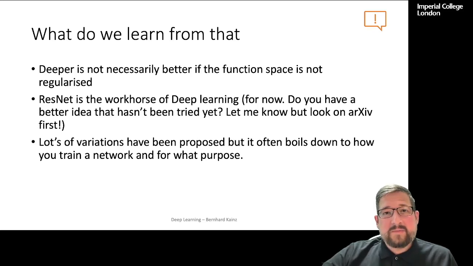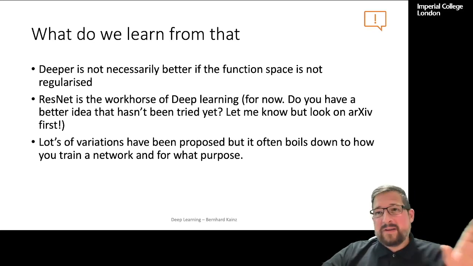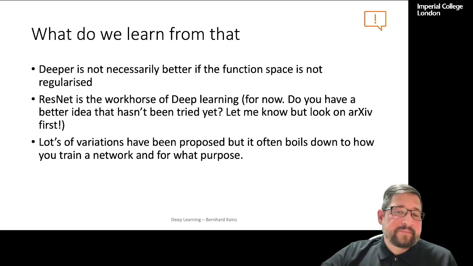One takeaway is probably deeper doesn't automatically equate to better, as shown in the VGG network, especially if the function space isn't properly regularized and it easily drifts off to somewhere else. And regularization techniques really can help in constraining the function space, so dropout, batch norm, and so on, thereby making the network generalize better really to unseen data. And ResNet has undeniably become the workhorse of deep learning, at least for the time being. We'll see where we are going.